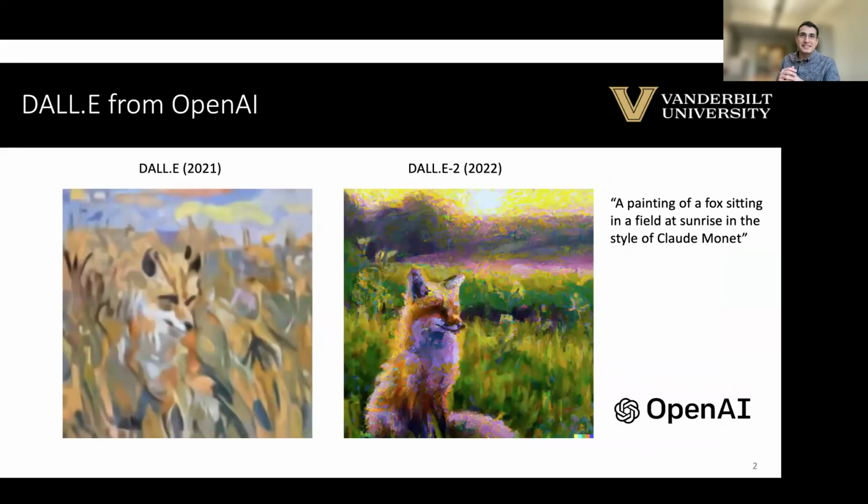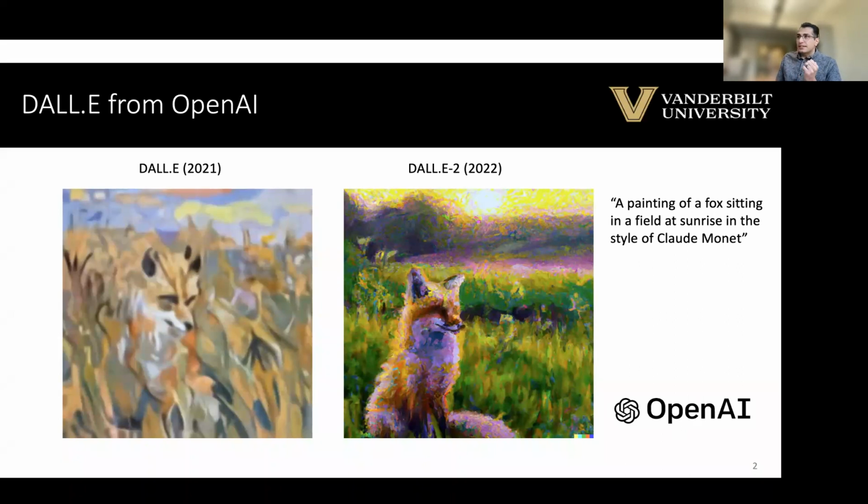So I specifically think that DALL-E from OpenAI, in particular, shows us the pace of the field and also the progress that has been made in the field over the past few years. So here we are looking at a trained model that is asked to generate a painting of a fox sitting in a field at sunrise in the style of Claude Monet. And on the left, you see the state of the art in 2021, which was DALL-E. And on the right, you see the state of the art in 2022. And in 1 year, you can visually see that we have made a lot of progress. And the fact that our deep models can generate something like this is quite impressive.